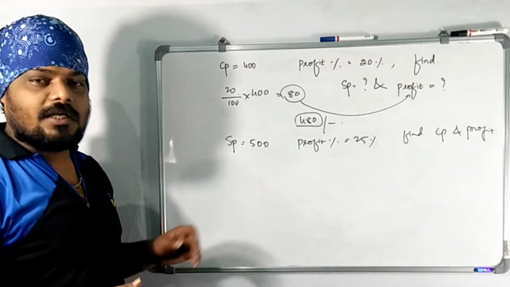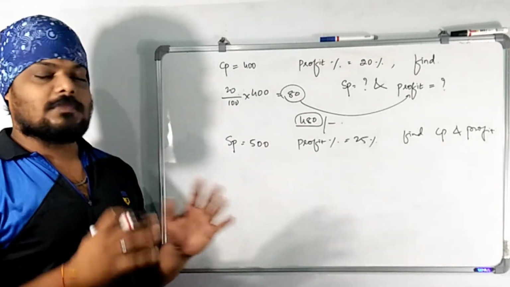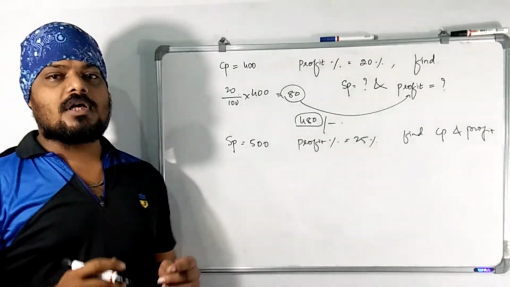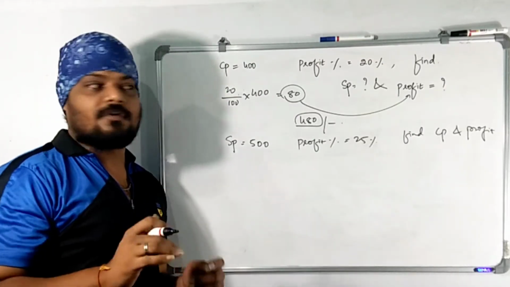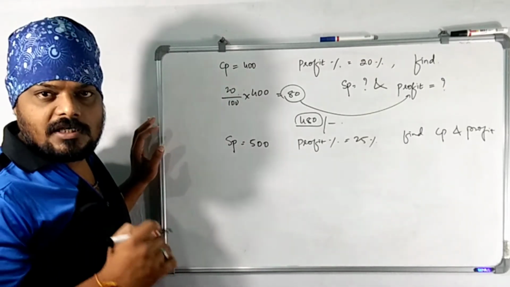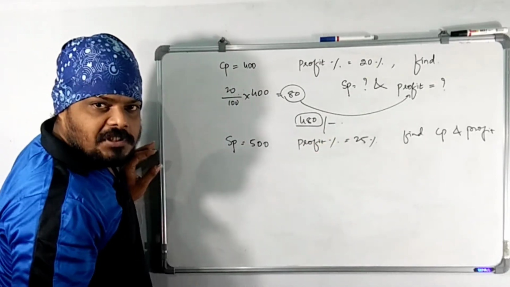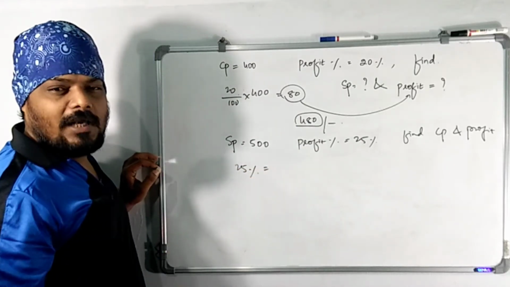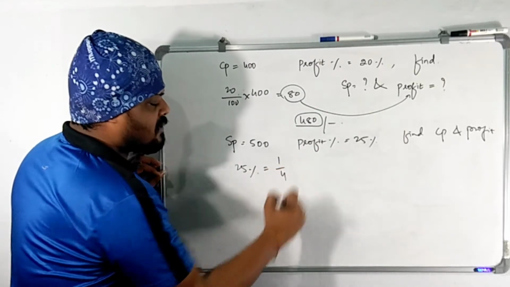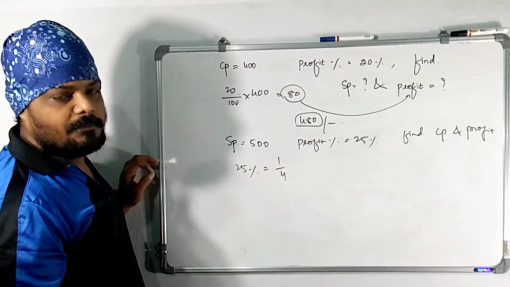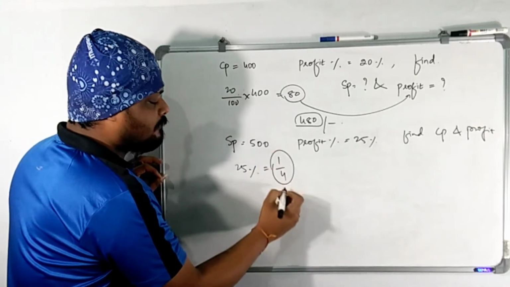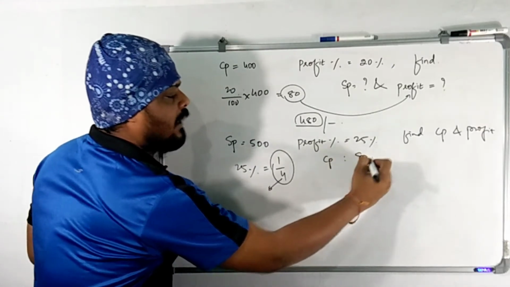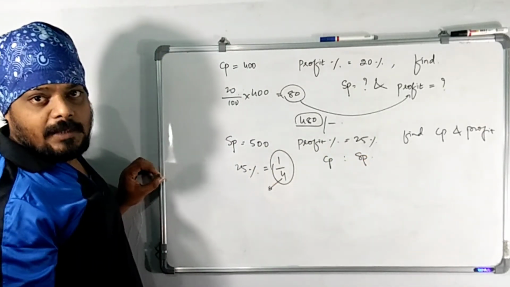Try to solve these types of questions in the ratio method, because the ratio method is the perfect method for every question. So here I'm trying to solve this question in the ratio method. The given profit percentage is 25%. The fraction value of 25% is 1 by 4. So I'm taking the ratios, and I'm considering 4 as the cost price.